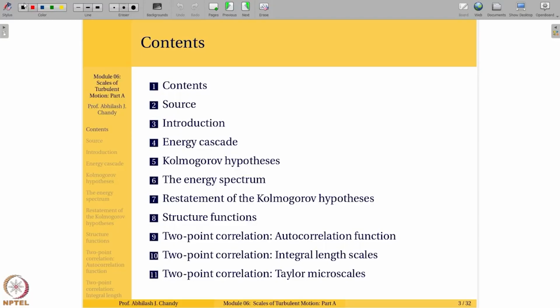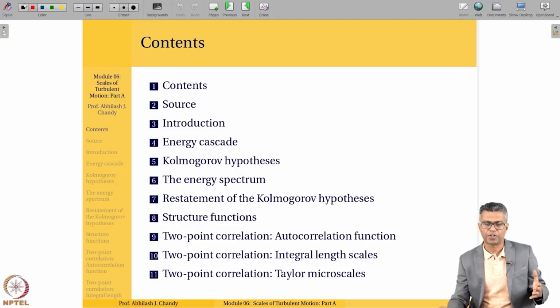So the contents of this module include a brief introduction about the different length scales, and one of the most important concepts in turbulent flow, which is the energy cascade. We will then go on to discuss some of the seminal theories in turbulence, which are even used to date. The Kolmogorov hypothesis. We will discuss the energy spectrum.